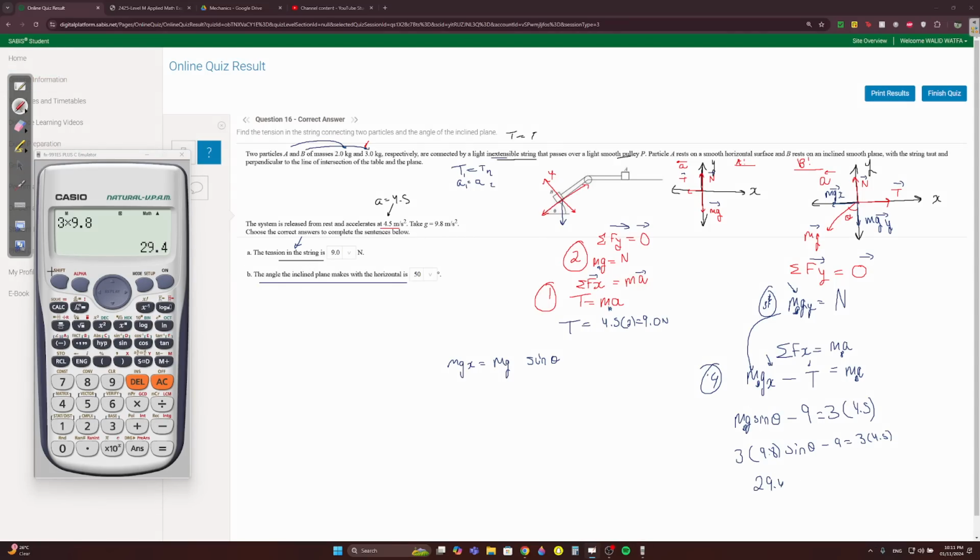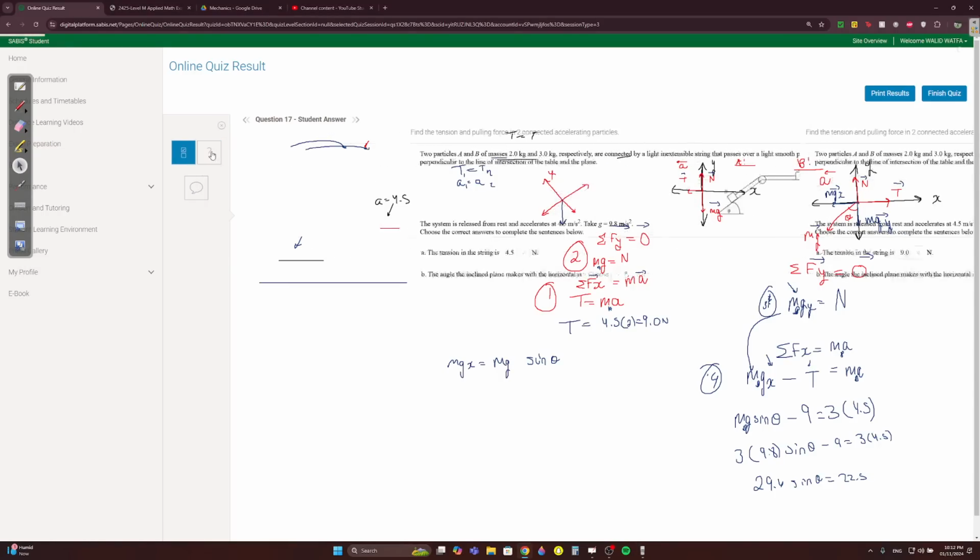29.4. Take 9 to the other side, so I do plus 9. 3 times 4.5 plus 9 will be 22.5. So 29.4 sine theta is equal to 22.5. Divide now by 29.4 and then do shift sine. And you get 49.9, which is 50 degrees.